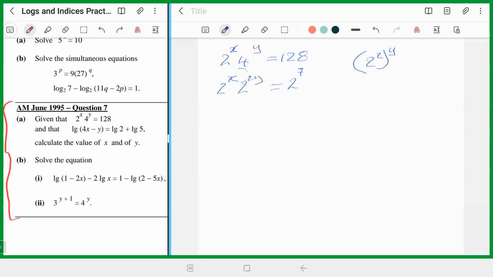Then here now I add the indices, add the powers. So the left side becomes 2 to the x plus 2y equals 2 to the 7th power. Therefore, x plus 2y equals 7. That's my first equation.